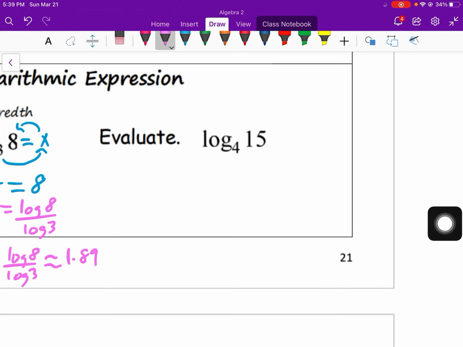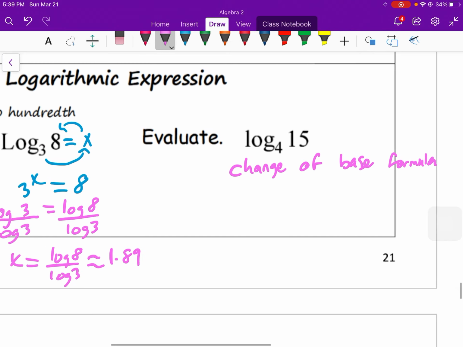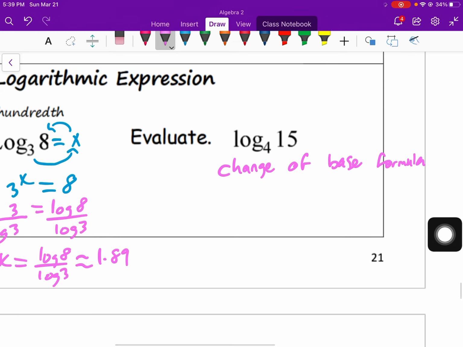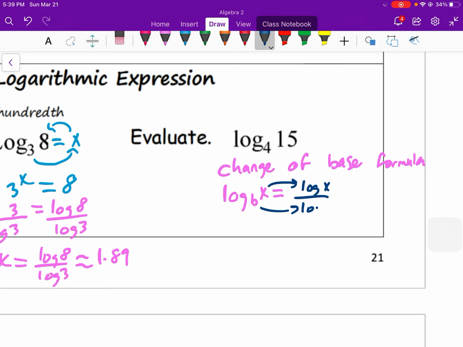Another way that we can evaluate this is using the change of base formula. If you remember how it works, it's kind of a shortcut. If not, that's okay. You can use this route and it'll work out the same way. The property says if you have log base b of x, an easy way to remember the change of base formula is that your x will go on top, so it's log of x divided by log of b on the bottom.